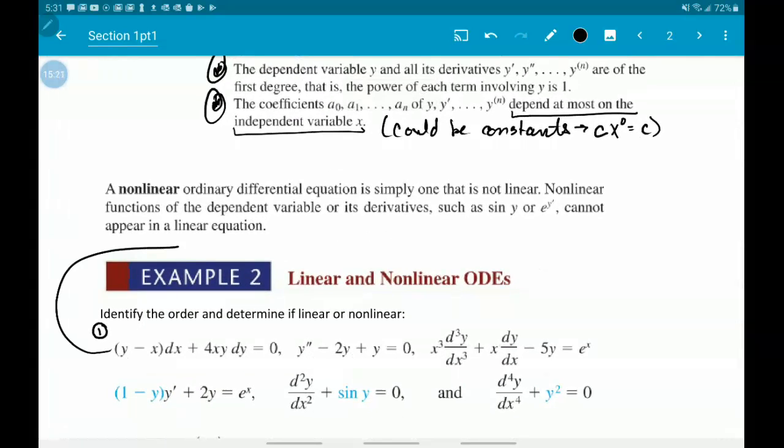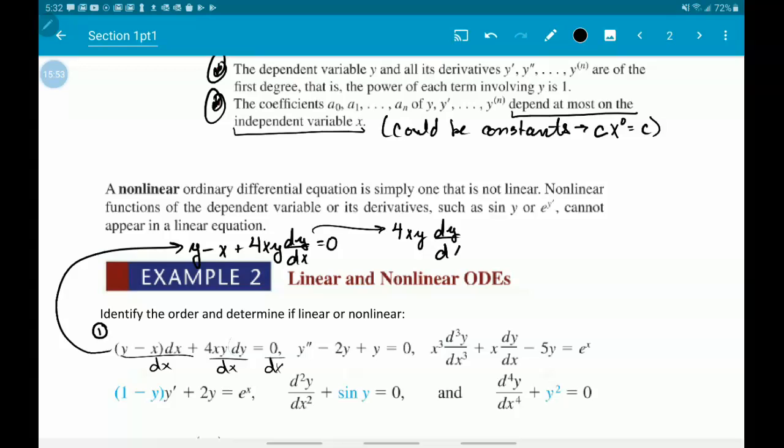Let's tweak this guy by dividing everything by dx. Notice this one had separated the dy and the dx. So we're going to undo that. So when we do that, we have y minus x plus 4xy times dy over dx is equal to 0. So to put this in standard form, we're going to have that derivative piece first. So we have 4xy dy over dx. And then we're going to have plus y. So these two terms are staying on the left. This guy's going to end up moving to the right.